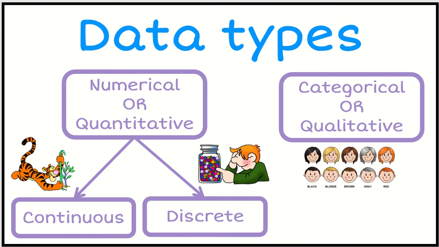The other type is categorical or qualitative. So this is when we get word answers or groups. So I might, for example, talk about different hair colours, different ethnicities, different genders, those kind of things. You're going to get word answers or groups.